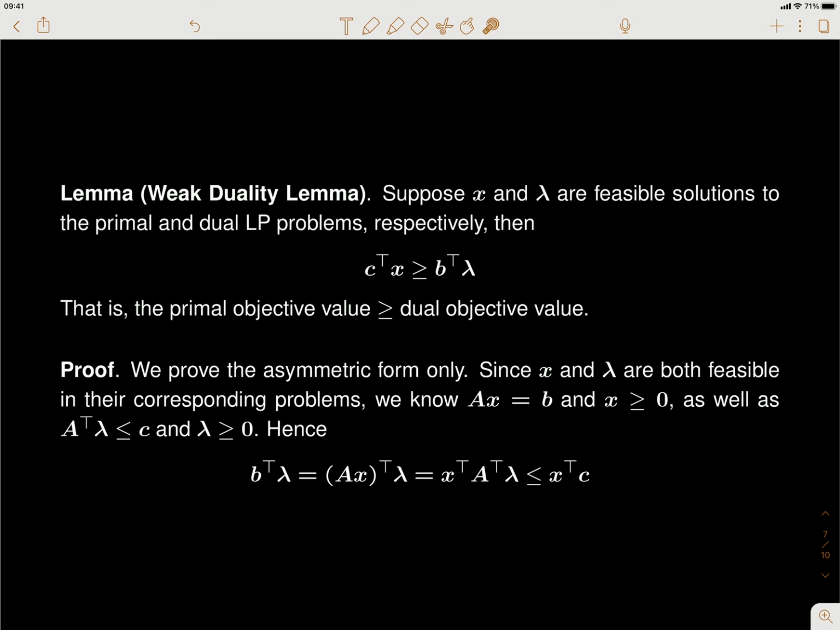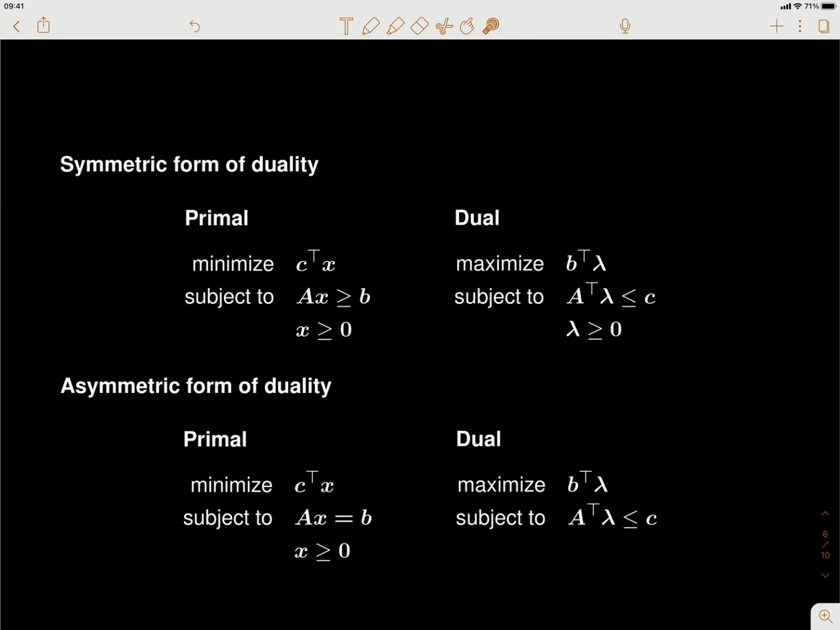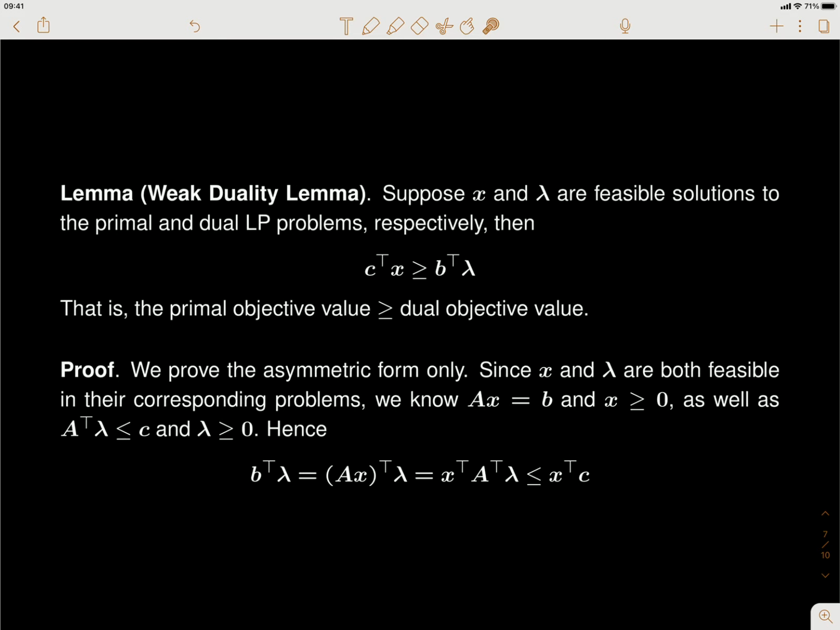Now consider the asymmetric form. In this case, x and lambda are both feasible. That means x satisfies this, and lambda satisfies this. So let's see if this one is greater than or equal to this. Since x satisfies the constraints for the primal problem, these two are true.